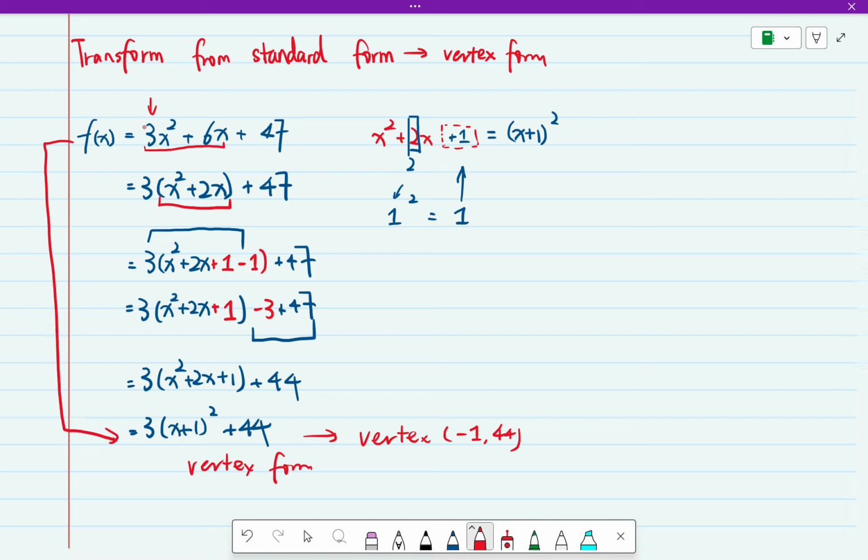Factor out the leading coefficient from the first two terms, find the constant term that we need in order for the thing in the bracket to be a perfect square trinomial, and then subtract the same constant, because that constant comes from nowhere. It didn't exist in the original standard form. Then put this extra term outside, combine like terms, and we will obtain the vertex form. I think that's all for completing squares. They all share these general strategies and techniques.